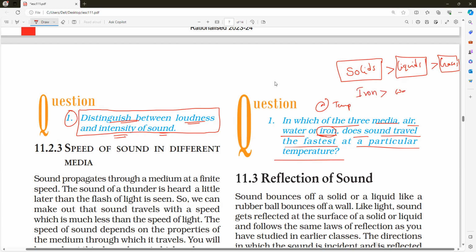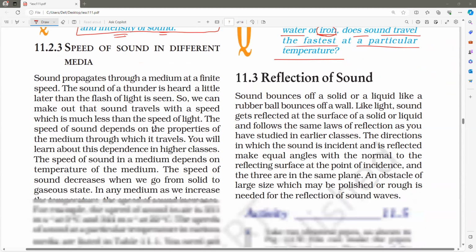So in which medium does sound travel fastest? Iron. Do you understand everybody? Solid iron. What is the reason? Does sound travel faster in a denser medium or a rarer medium? It will travel faster in denser media. That's what you have to remember. Completed, everyone?